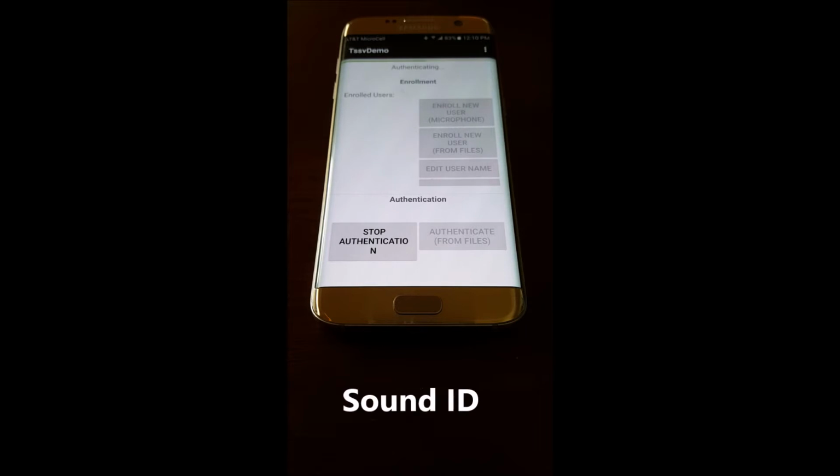This is a demonstration of Sensory's Sound ID technology. Sensory is already the world leader in voice triggers such as fixed triggers, enrolled fixed triggers, and user-defined triggers. Now we can also recognize various alarm and other sounds around the home.